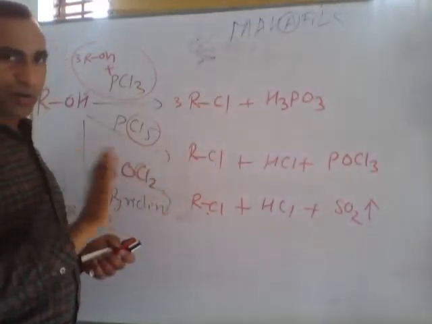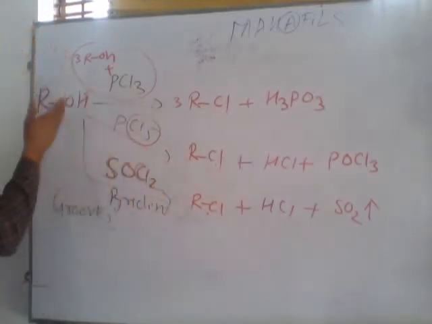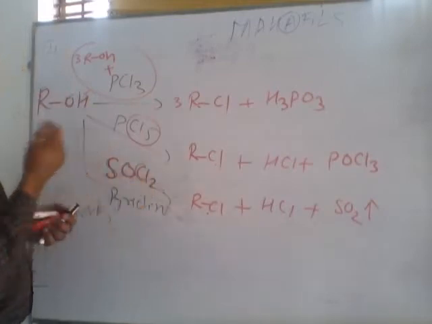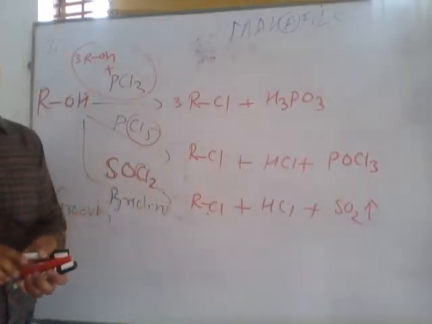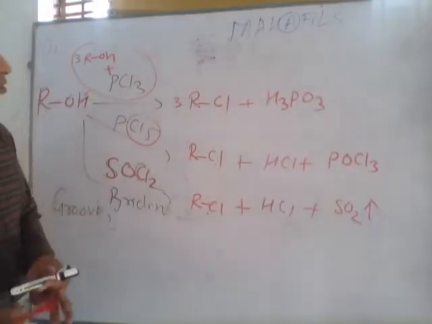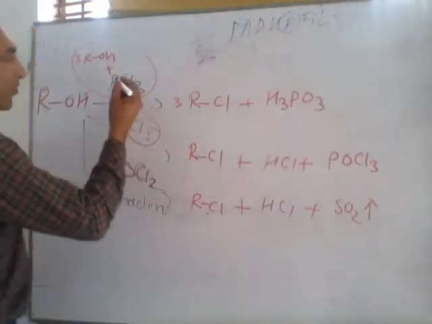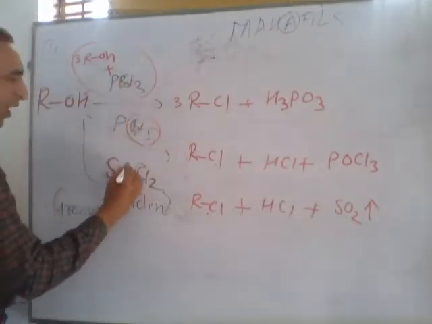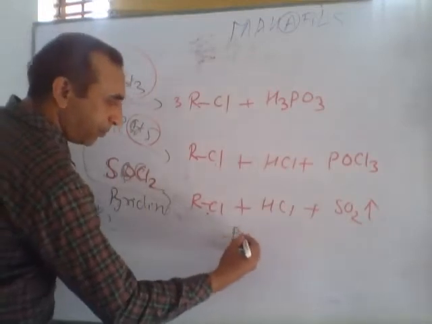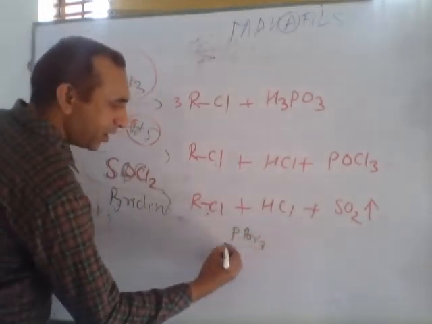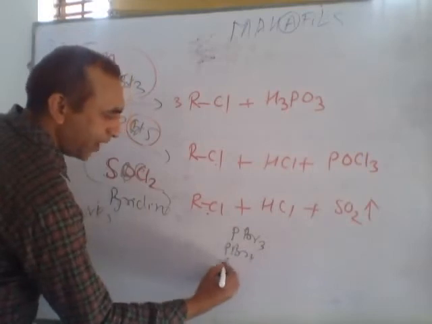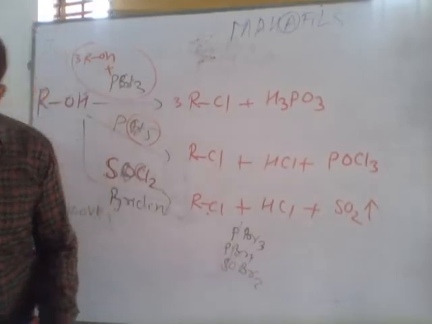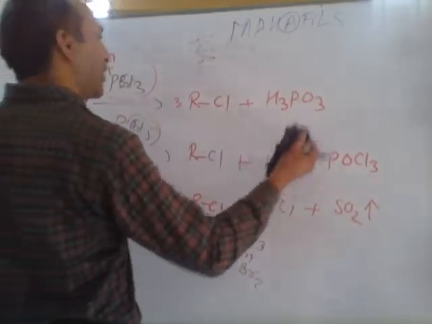No fluorine, no iodine. Fluorine is highly reactive, so we can't use it. But why can we not use bromine or iodine? Listen. If we use bromine or iodine, then these compounds, PBr3, PBr5, SOBr2, are all very unstable. In the case of iodine, they are far too unstable.